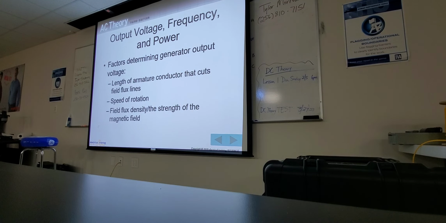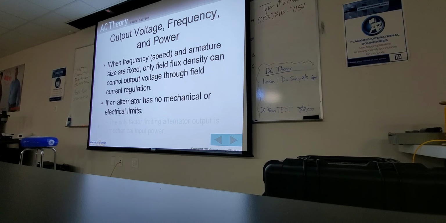Factors determining the generator output voltage: the length of the armature conductor that cuts the field flux lines, the speed of rotation, and the field flux density, or the strength of the magnetic field. When frequency and armature size are fixed, only field flux density can control output voltage through field current regulation. If an alternator has no mechanical or electrical limits, the only factor limiting alternator output is mechanical input power.